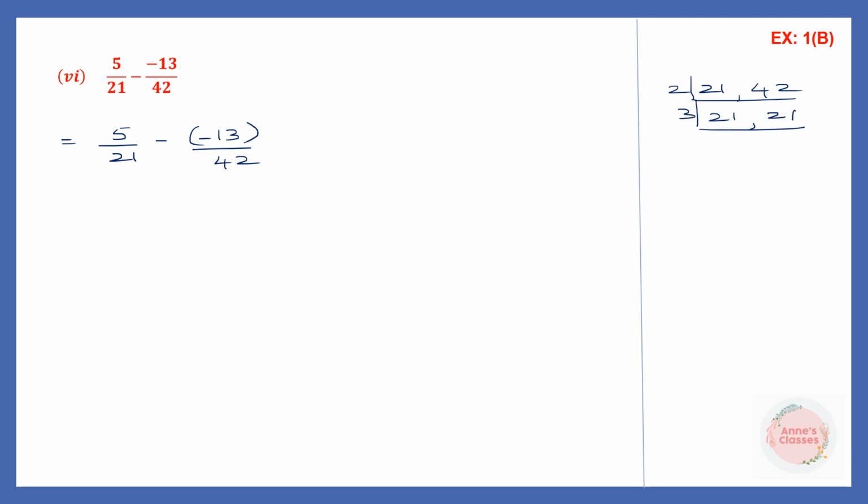Now let's use 3. 3 sevens are 21. And now we can use 7, 1 and 1. So what is our LCM? Our LCM is 2 into 3 into 7. 2 threes are 6, 6 sevens are 42. So that we are going to use as the common denominator here, 42.